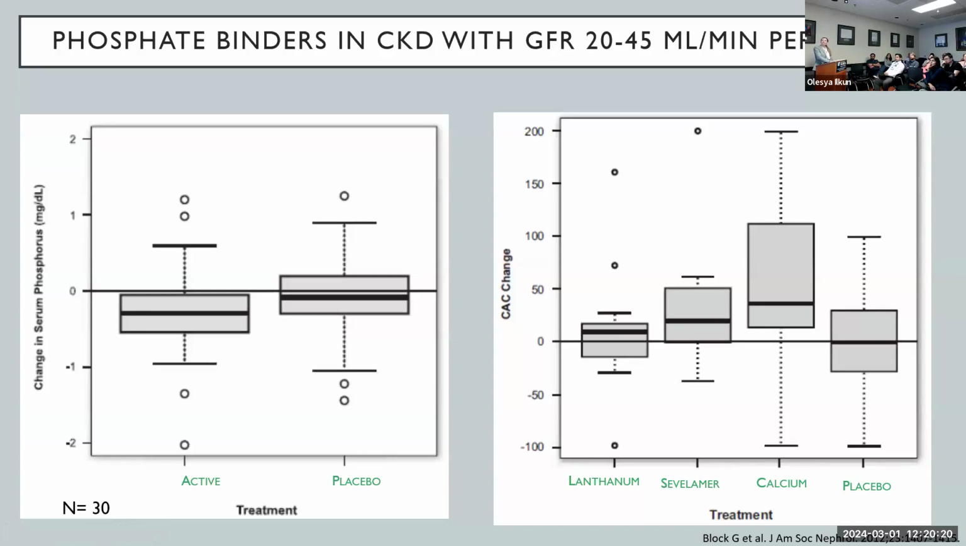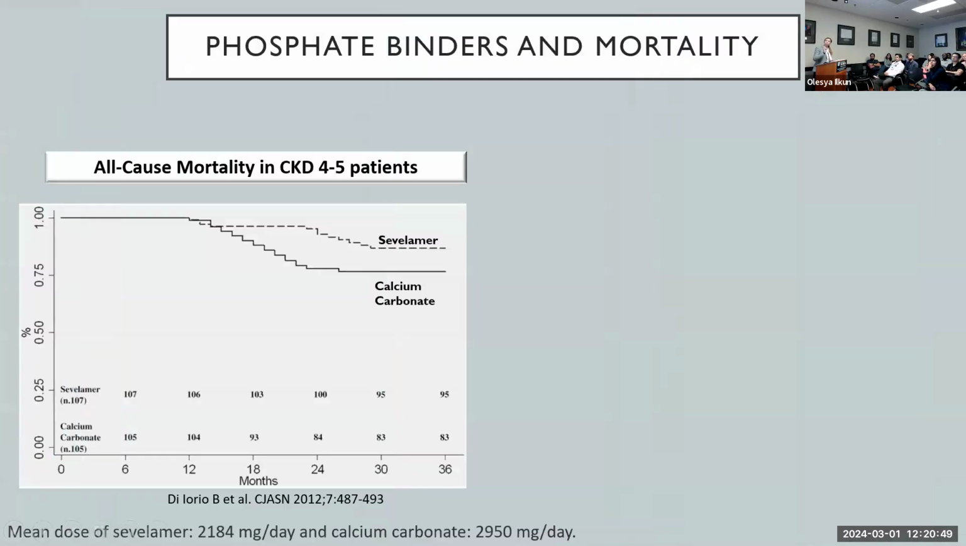Okay, so phosphate binders in CKD, this is GFR 20 to 45. So we have mainly stage 3B, stage 4. The binders do, and this is one of my favorite images by Kate Nico, they do lower phosphate, and this is significant. And among all of the binders between lanthanum carbonate, sevelamer, and calcium-based binders, the highest level of coronary artery calcification is, of course, with calcium-based binders.